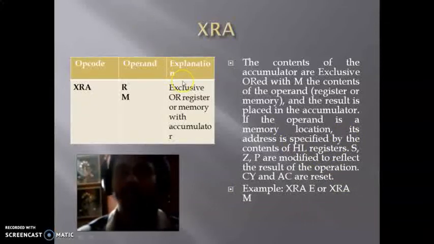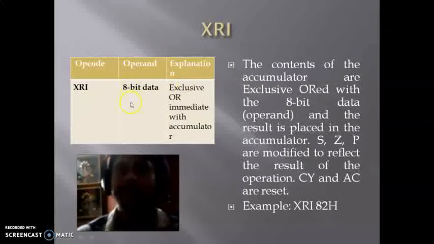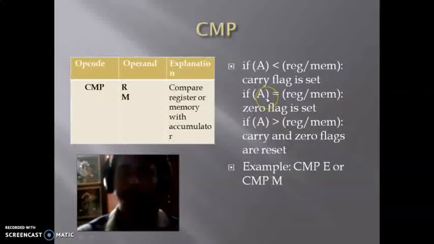So this is the XOR operations. Next is the XRI, which is similar to ANI and ORI, where we have to provide immediate 8-bit data for these operations. For example, XRI 82H. The XOR operation is done between 82H and the content of the accumulator, and the result is stored into the accumulator, and we will get the effect on the flags. So that is the XOR operations.